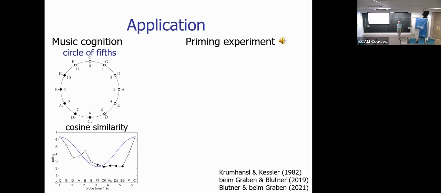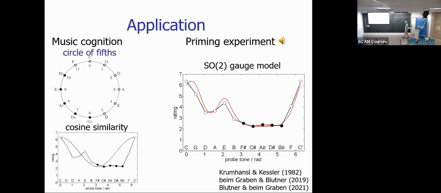Exactly. Now our point was whether we can find a kind of mathematical description, not really a mathematical model of that. The first idea was simply to rearrange the notes, the probe tones that have been asked to be rated, along the circle of fifths. Then we already get this 0.7 correlation. Then we tried to further improve the fit, and this eventually led to our gauge symmetry. This is really an interesting application in music.